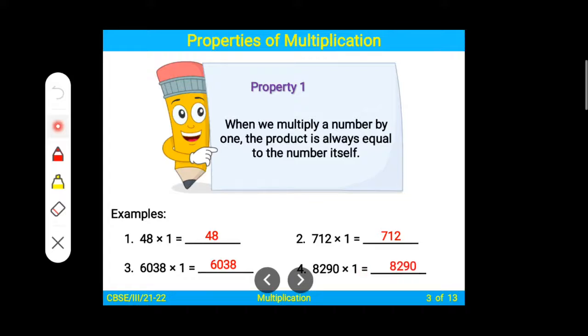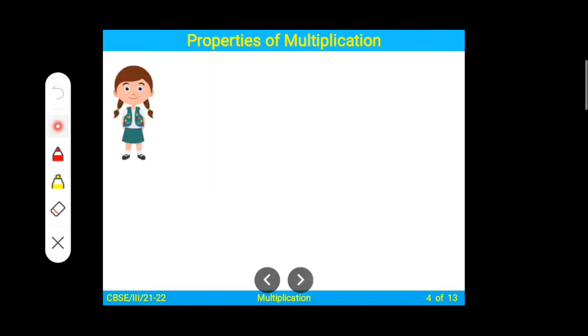So this is the first property of multiplication. Whenever you multiply any number by 1, the product is always equal to the number itself. Now we are going to learn the second property. For that I am taking another example.